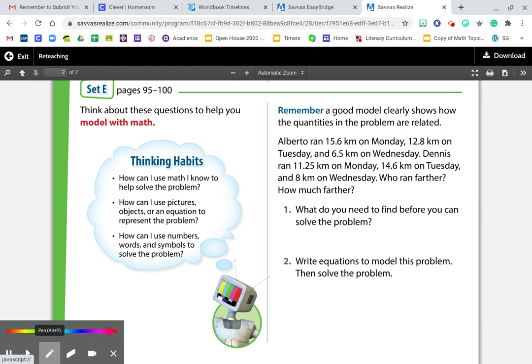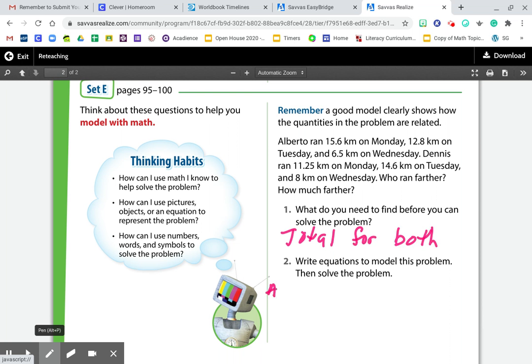You need to find the totals for both. Find the totals for both of them, and then write equations to model the problem, then solve the problem. So Alberto, I'm going to put him as an A, 15.6 plus 12.8 plus 6.5. And Dennis is 11.25 plus 14.6 plus 8.